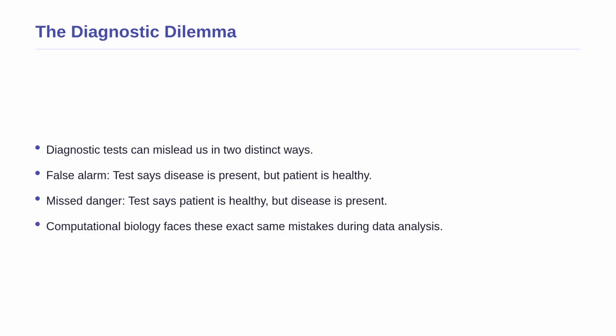To begin our journey, imagine you are a doctor using a brand new diagnostic test to check if a patient has a rare disease. When you run this test, there are two ways it can completely mislead you. First, the test might scream that the disease is present when the patient is actually perfectly healthy. This is a frustrating false alarm. Second, the test might say the patient is healthy when they actually have the disease, meaning you missed the danger entirely. In the world of statistics and computational biology, we deal with these exact same mistakes every time we analyze experimental data.